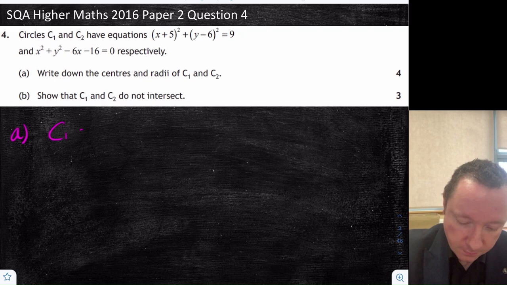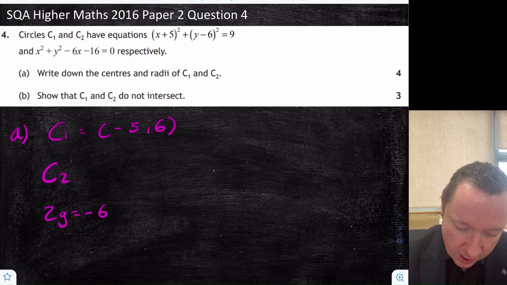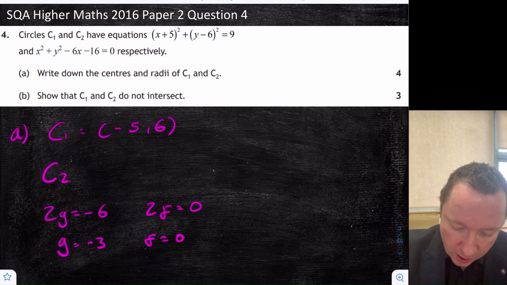And for circle 2, well, we're going to have to do some work. So we call the number in front of x 2g. So if 2g equals minus 6, and the number in front of y we say is 2f, well, there's no y term, so that's 0. So g is minus 3, and f is 0. And the centre is defined as minus g, minus f, so that is going to be 3, 0.